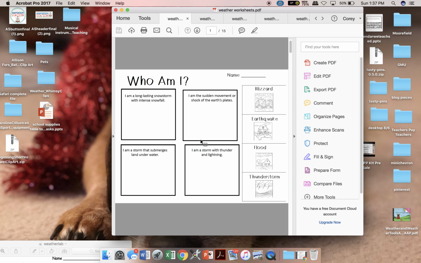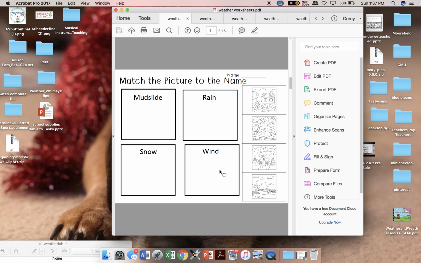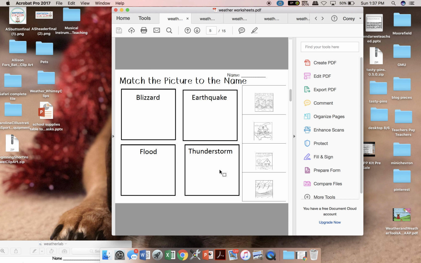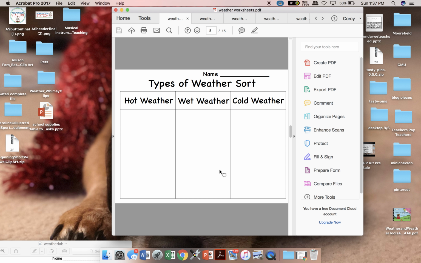The worksheets are new as well. This one has them match pictures to definitions. There's also just matching the picture to the name if they're at the identification level. This is another type of matching. This one, instead of cut and paste, is using a pencil to draw lines.